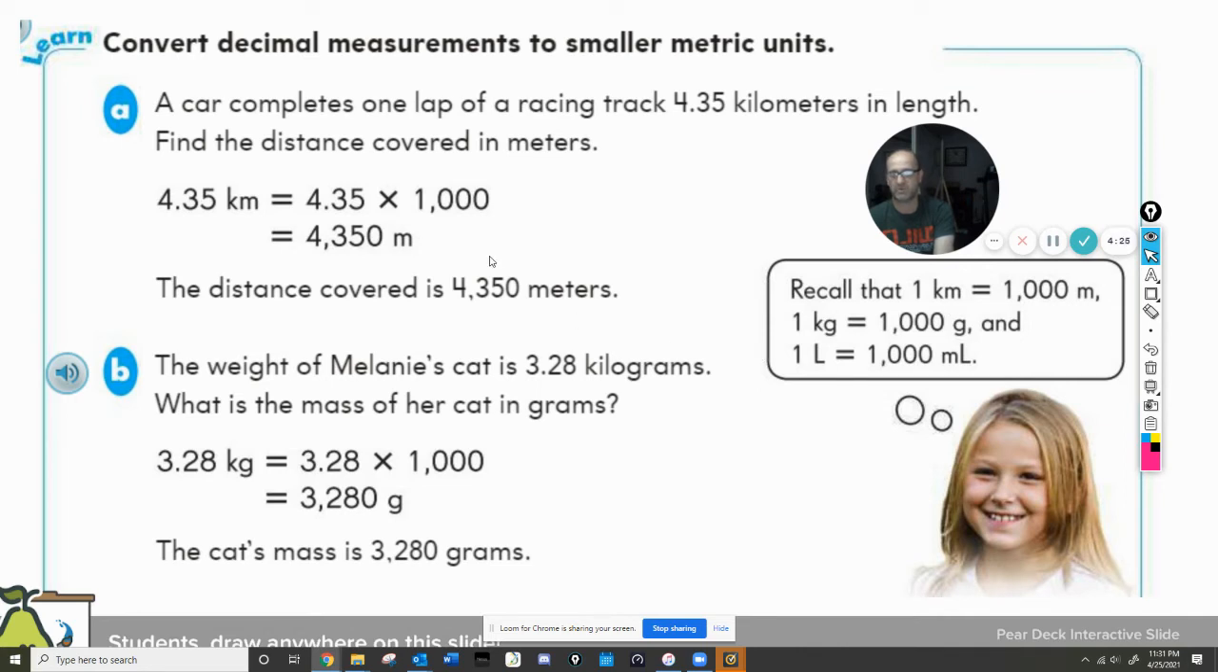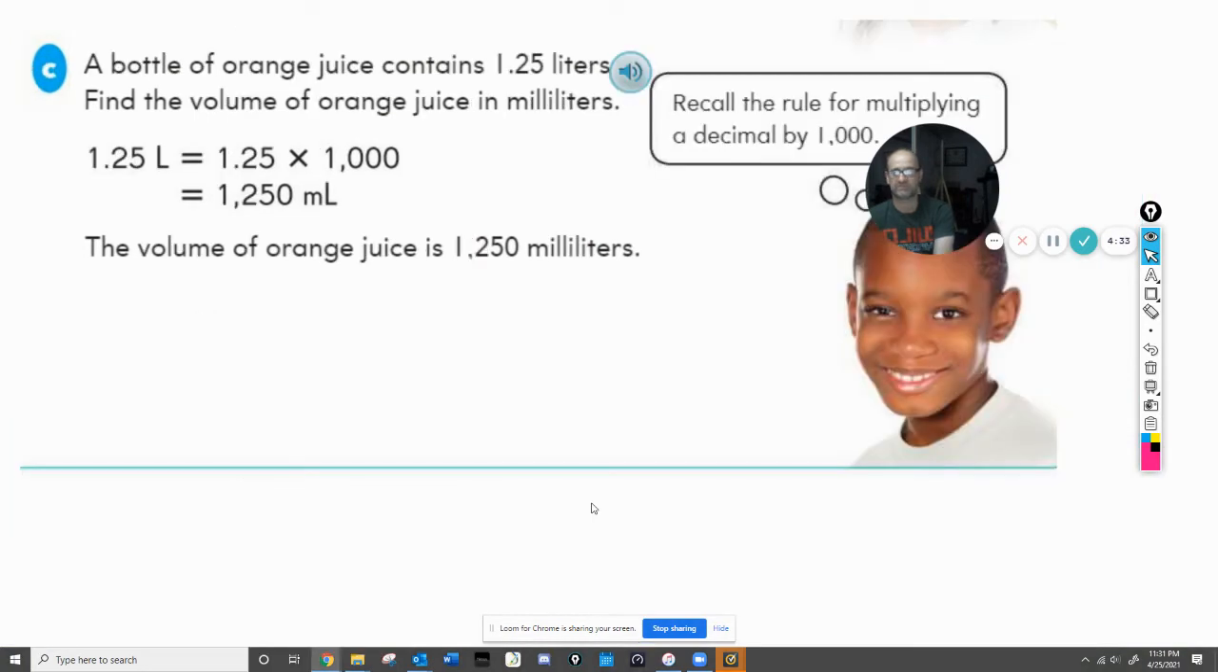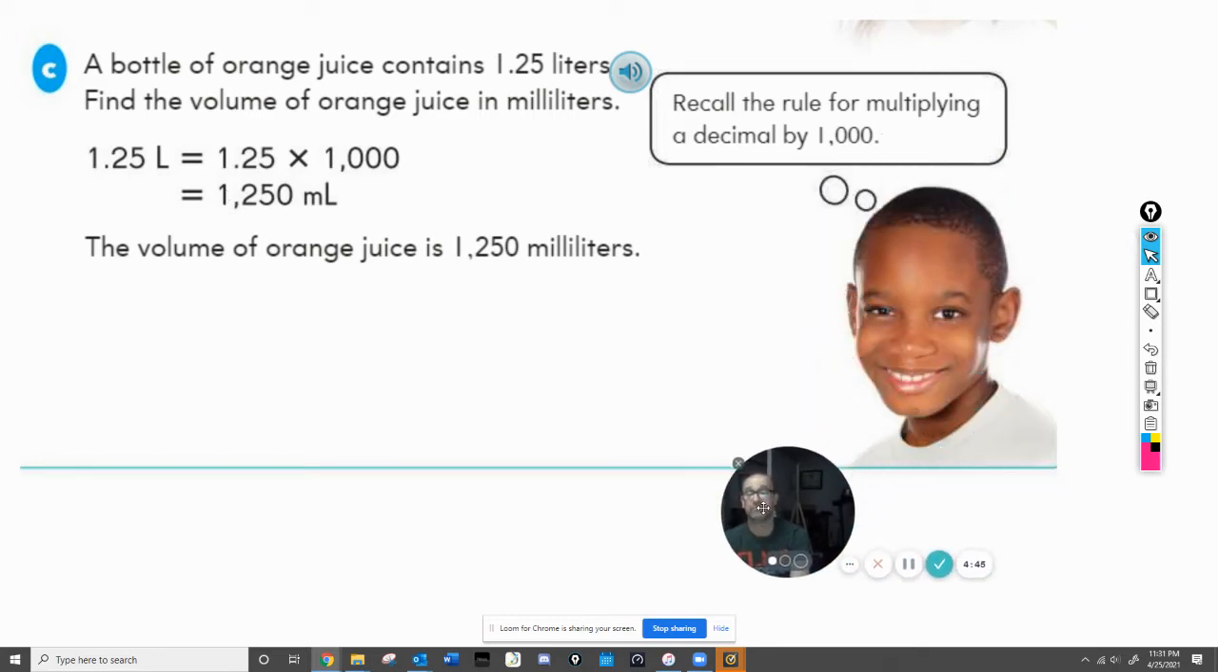In both cases, you were taking a larger measurement and multiplying by 1,000 to get the smaller unit. Okay? Good. Kilo means 1,000, by the way. A bottle contains 1 25/100ths of a liter. Multiply that by 1,000 to get the milliliters. Remember the rule for multiplying by 1,000? You move that decimal 1, 2, 3 places.